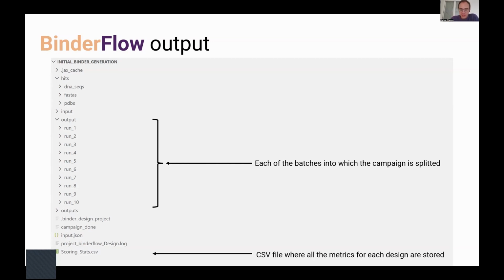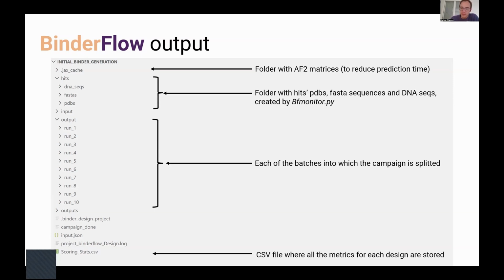Then it is also very important the CSV file, where all the metrics for each design are stored. And also this hidden folder, which is called cache, which stores the alpha matrices as they are computed in order to reduce prediction time. Finally, when you run BFmonitor.py, which is the monitor tool, it will create this hits folder, inside which you can see the PDBs, the FASTA sequences, and the DNA sequences from the extraction tab.